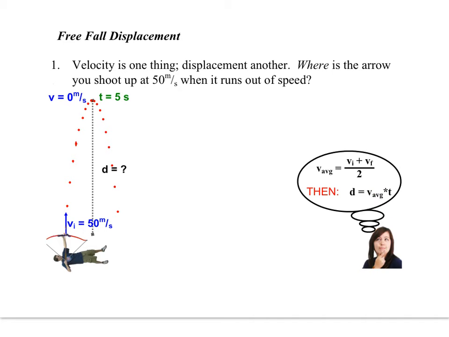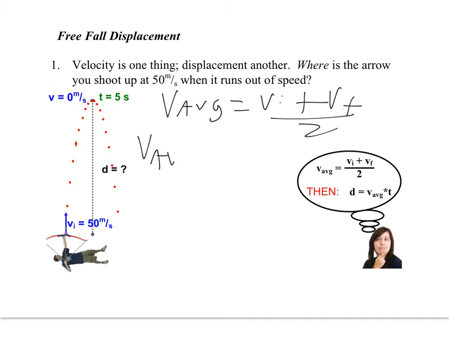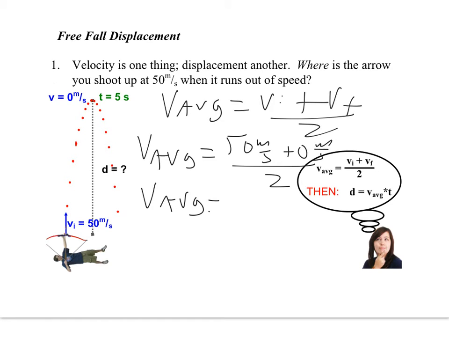So I'm going to go ahead and calculate that. V average equals V initial plus V final divided by 2. I'm writing the equation just to get in the habit more than anything else of always writing an equation before calculating. My initial was 50 meters per second. My final is 0. So I'm going to take that and divide by 2. So my average velocity, 50 plus 0 divided by 2, is 25 meters per second. Then the little thought bubble says displacement is equal to average velocity times time.